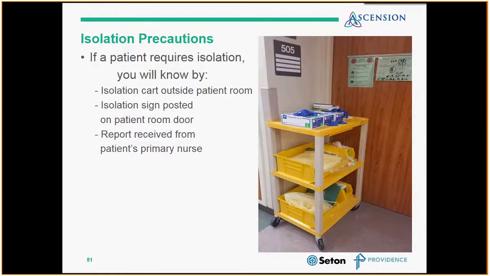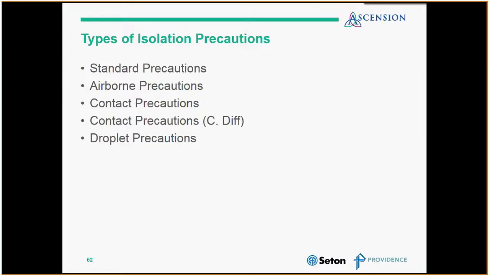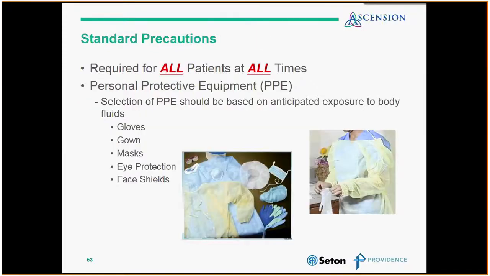It'll also have an isolation sign posted on the patient door. This right here is the isolation sign. Each sign is a different color based on the type of isolation the patient will be on. We'll talk about that shortly. And then you also receive a report from the patient's nurse. There are 5 types of isolation precautions. The first is standard. This is required for all patients at all times.